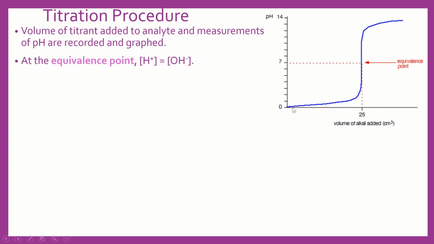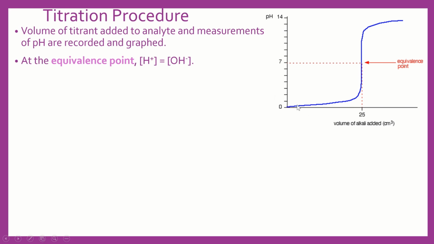So our pH starts off very low. That means our analyte, what we don't know the concentration of, would be an acid, and we're adding our titrant, we're adding base. Our pH is climbing, so it's becoming more and more basic. Because of the nature of pH, you can think about it, a pH of 1 is 10 times more acidic than a pH of 2 and 100 times more acidic than a pH of 3.